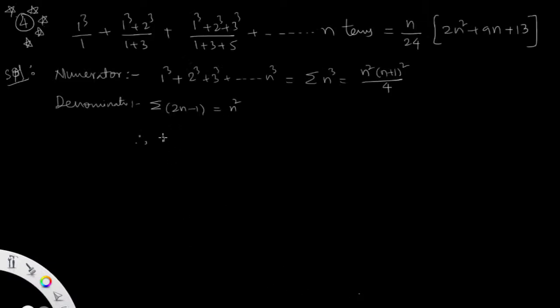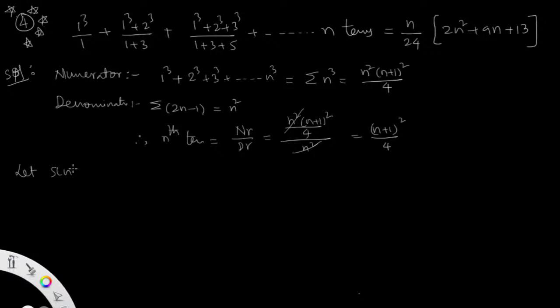Then the nth term of the series is numerator by denominator, which is n square into n plus 1 whole square by 4 divided by n square. The n square cancels, giving n plus 1 whole square divided by 4. This is called the nth term of the series. Therefore, let S of n be the given statement.